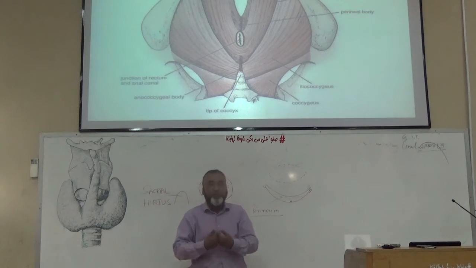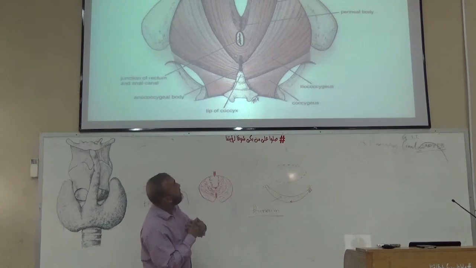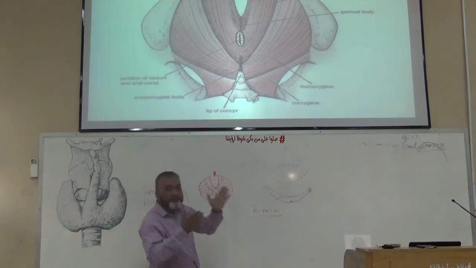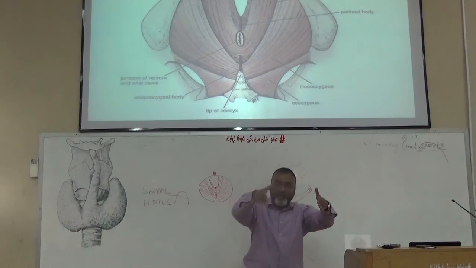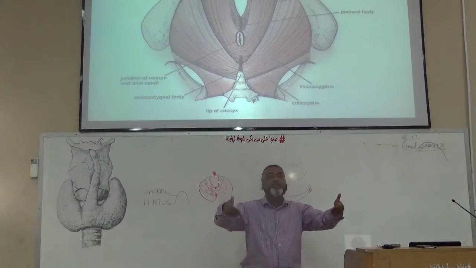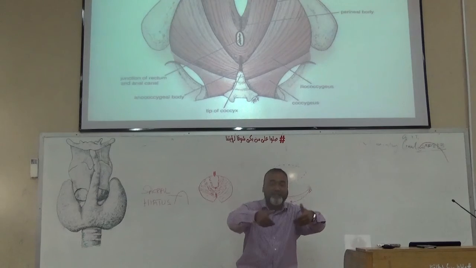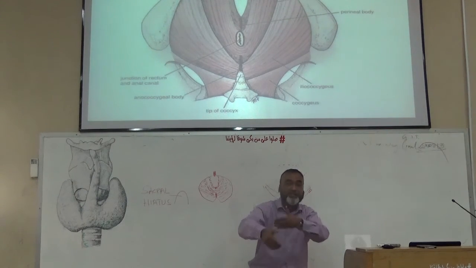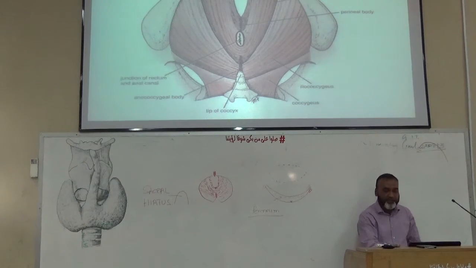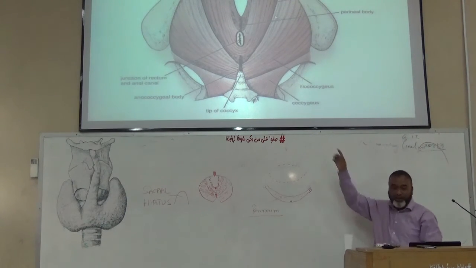Pubococcygeus is coming from the pubic bone. Why is it named coccygeus? Because it has some of the fibers from the coccygeus. Okay. Yes, the anterior ones are named the pubococcygeus. You see where it is going.